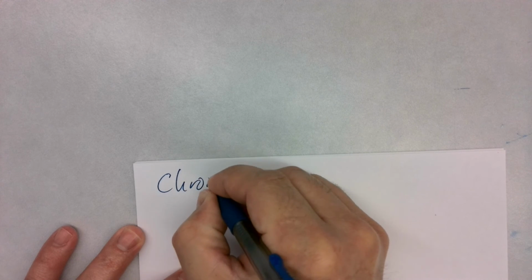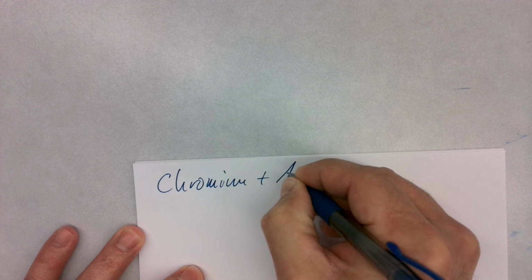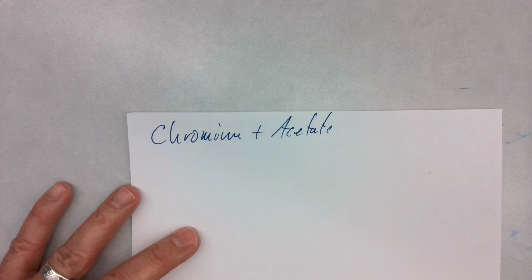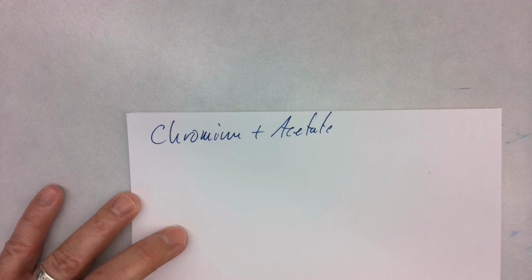Let's do chromium and acetate. So I got chromium and acetate. Okay? So, who else is over there? Fisher. Give me your name again. Corbin. What's your last name, Corbin? Geddes. Geddes, right? I knew how to spell it.